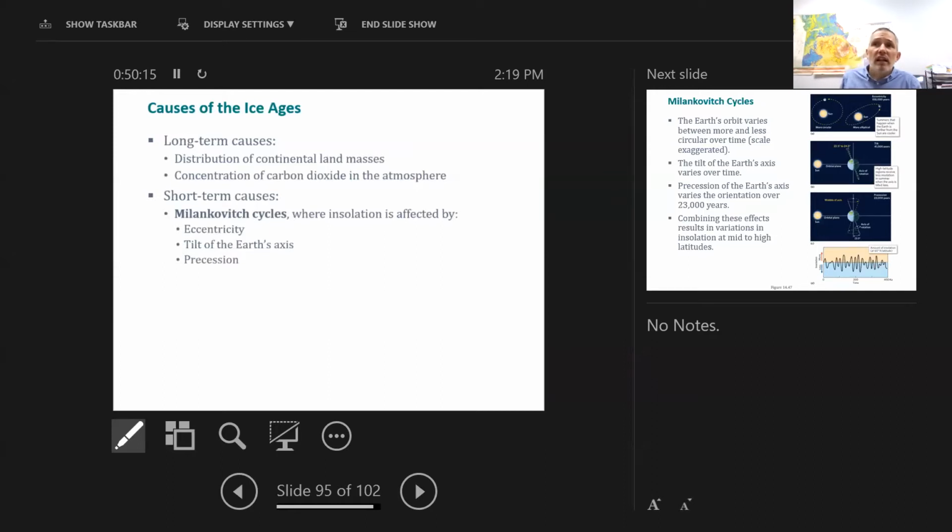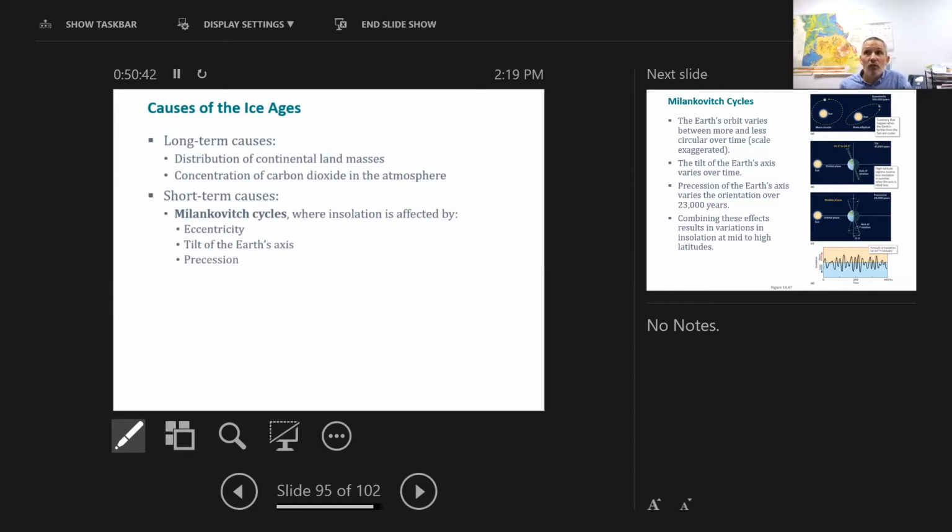So we start looking at the ice ages. Again, if we have more land masses near the North Pole and the South Pole, that's going to allow more snow to build up. And if we have more snow, then more sunlight is going to get reflected off the Earth, and that can drop the temperature, which is going to precipitate a longer range ice age.